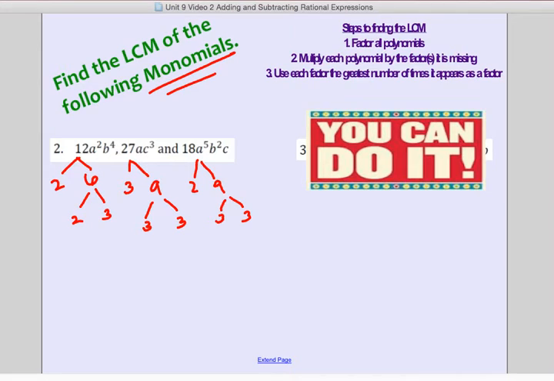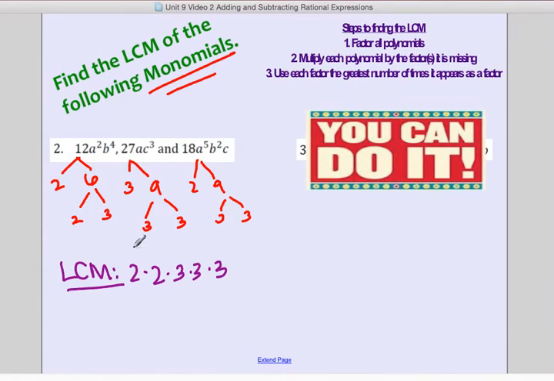So to figure out my LCM of those three monomials, I would say there are two 2's listed here, no 2's listed here, and one 2. So you write down the biggest number of 2's, which was two of them. Then here there's one 3, here there's three 3's, and there's two 3's. So you write down the biggest number of 3's. There were three 3's in 27. Okay, that takes care of the number.